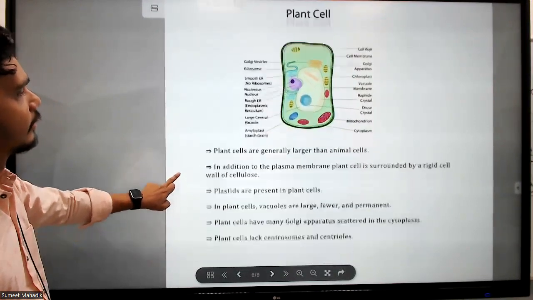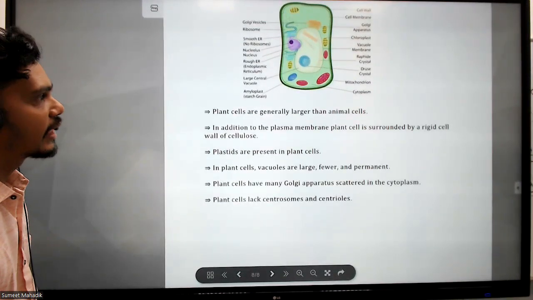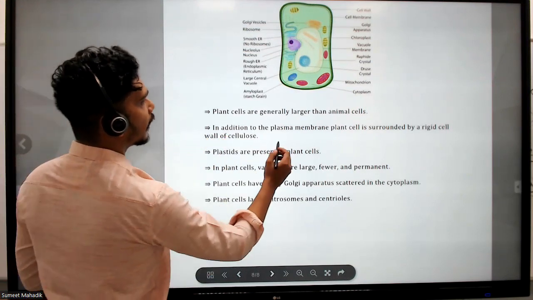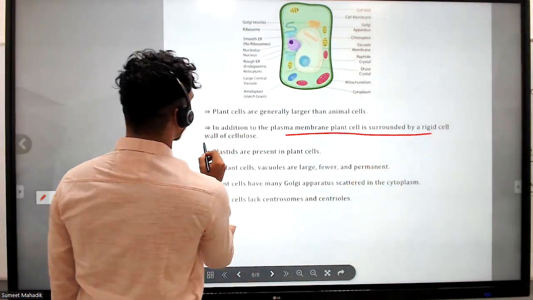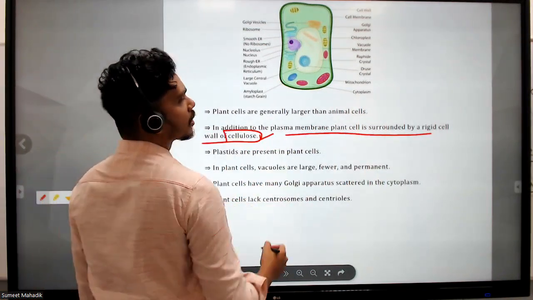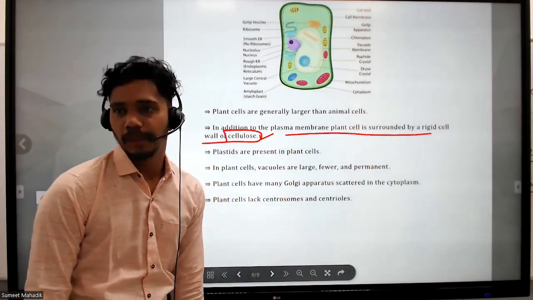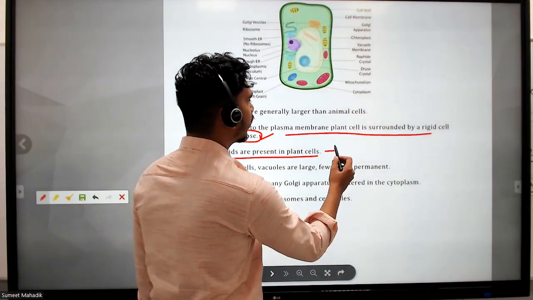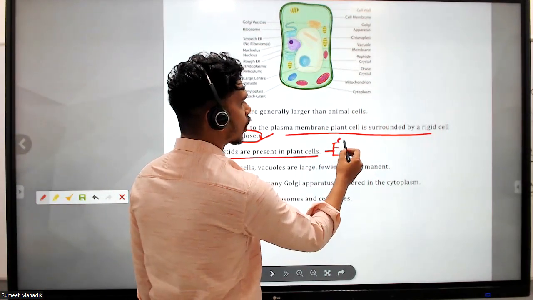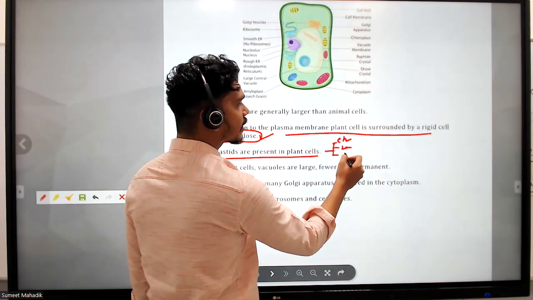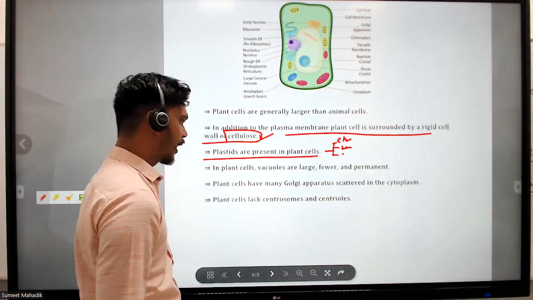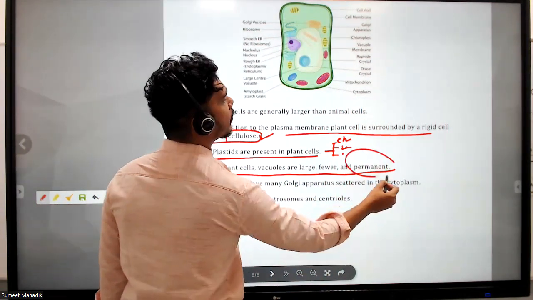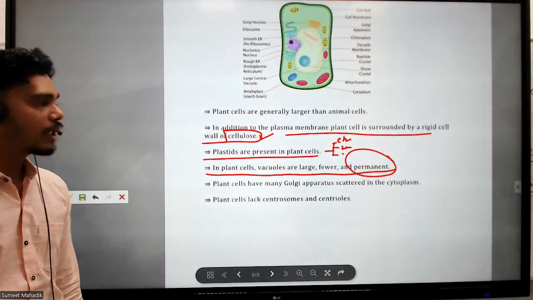The last one, the plant cell. Plant cells are generally larger than animal cells. In addition to the plasma membrane, the plant cell is surrounded by a rigid cell wall that is made up of cellulose. And this cellulose is not digestible by humans. Plastids are present. Which kind of plastids? Three plastids are there: chromoplasts, leucoplasts, and yes, chloroplasts. In plant cells, vacuoles are large, fewer, and permanent. They are permanent because storage of food has to be done.